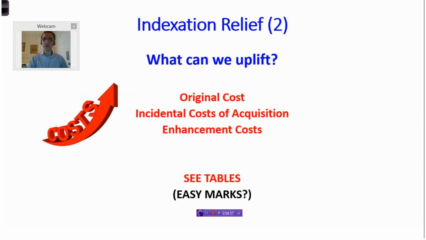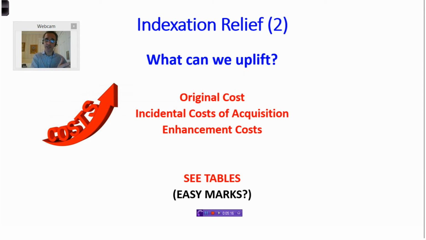Okay, so in terms of the types of costs that we can uplift, really, these are the ones. Most of the costs: the original cost of acquisition, the incidental costs, for example, fees that you've incurred, auctioneers' fees, legal fees, and also enhancement costs. And you remember from Screencast 1, an enhancement cost is just something that improves the asset.